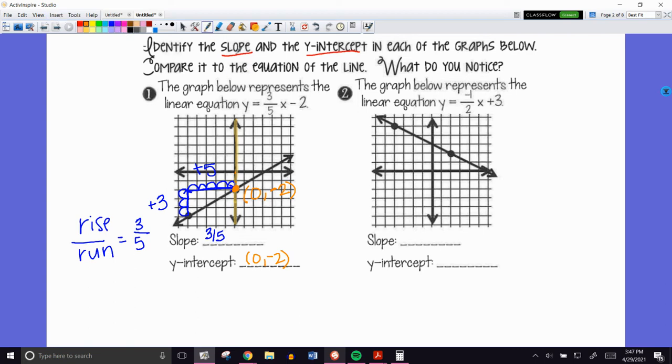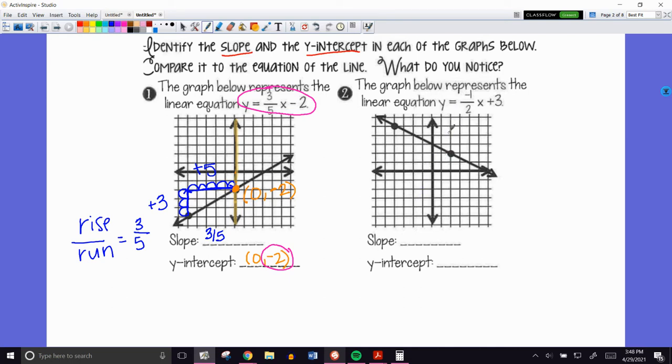So we did the first part. We identified the slope and the y-intercept, and now we're going to compare it to the equation of our line. So here is our equation. y equals 3/5 x minus 2. And what I noticed is that 3/5 was our slope, and I noticed that the -2 was my y-intercept. Okay, so let's go ahead and find our slope and our y-intercept on number 2 and see if they also are in the equation that they give us.